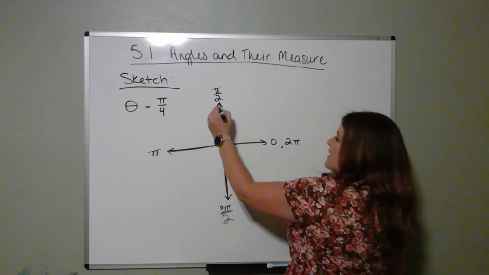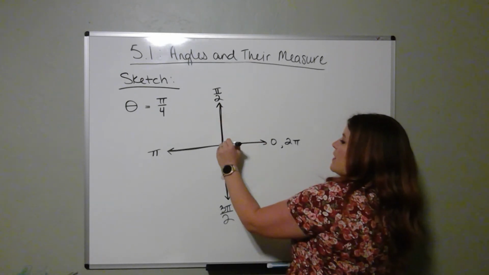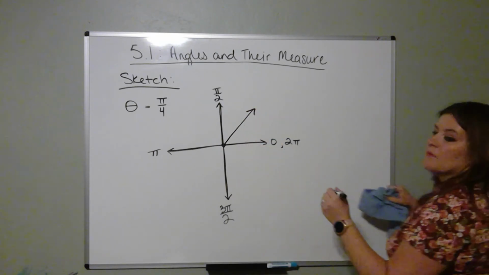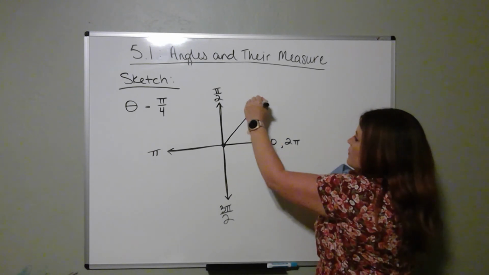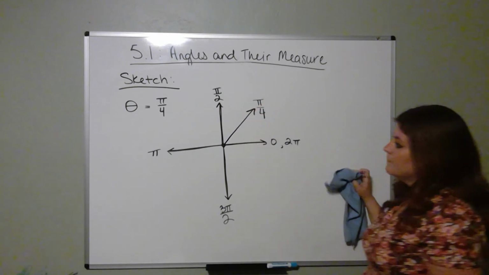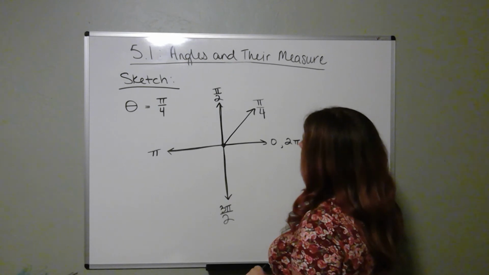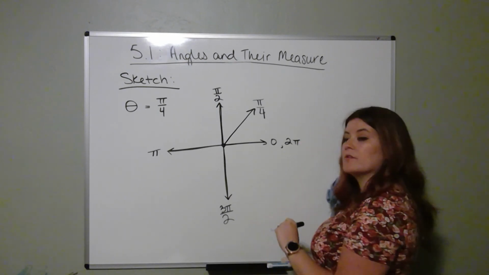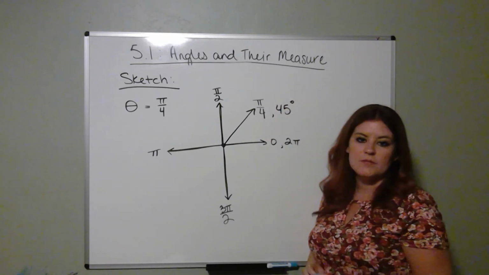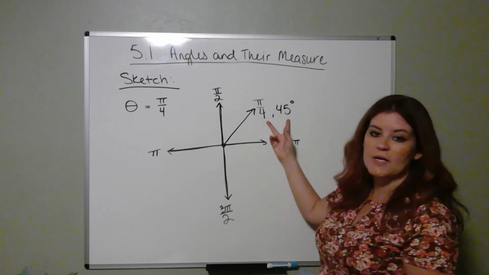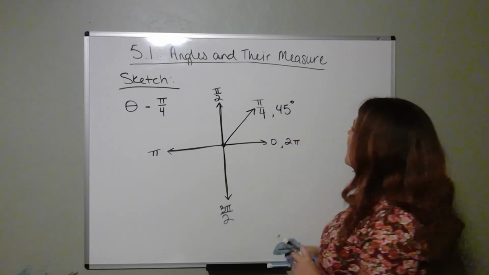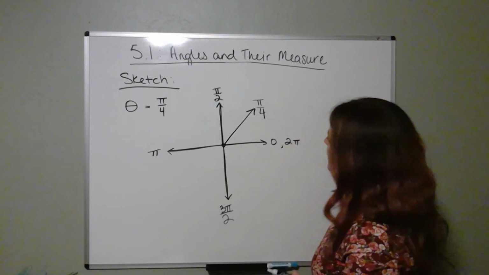So take your 90 degrees, or your pi over 2, cut it in half, and you have your angle pi over 4. It would be right in the middle of these two. So AKA 45 degrees, if you want to know another relationship between degrees and radians. Here's a pair for you, pi over 4, 45 degrees. They're the same angle. But we are working in radians right now. Let's do another one.